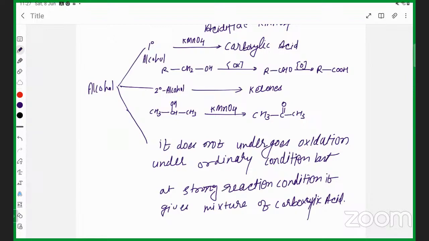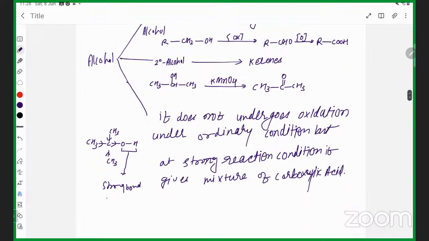Why do 3-degree alcohols not oxidize easily? The reason, if you see here, this is the C, here is again CH3, this is CH3, and we have to break the OH bond. This is a donor group, this is a donor group, this is a donor group. So this bond will be a very strong bond, and a strong bond can't break. If you cannot break, so no oxidation.